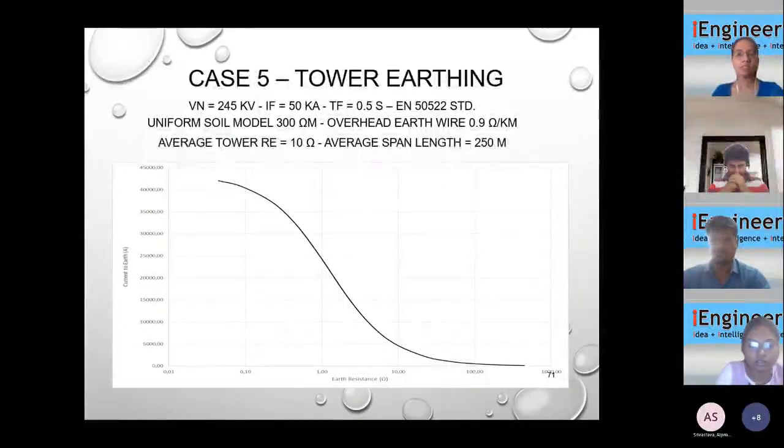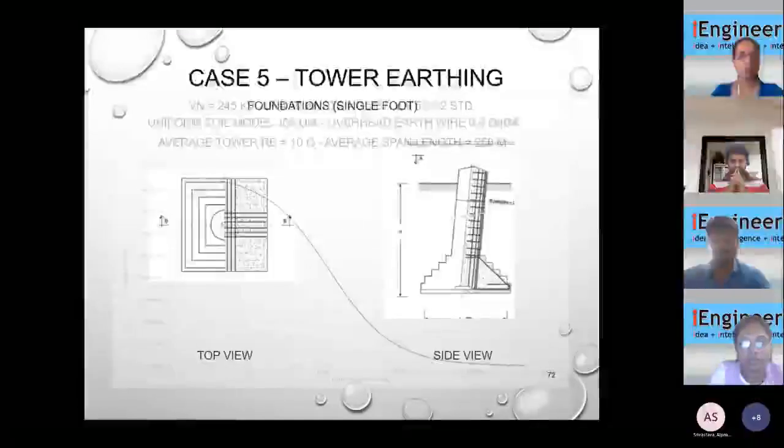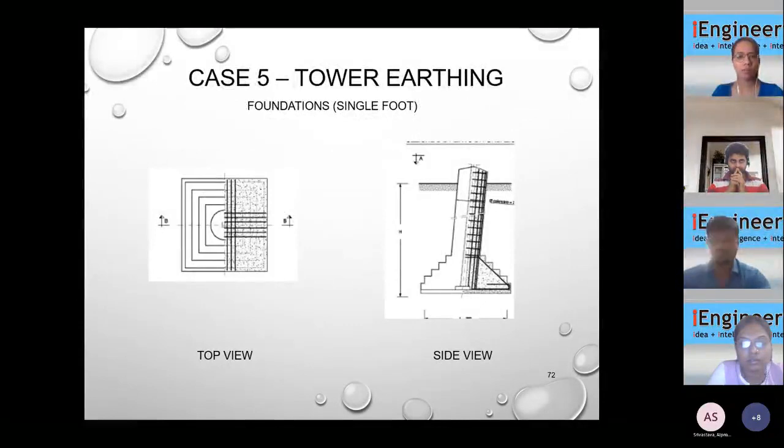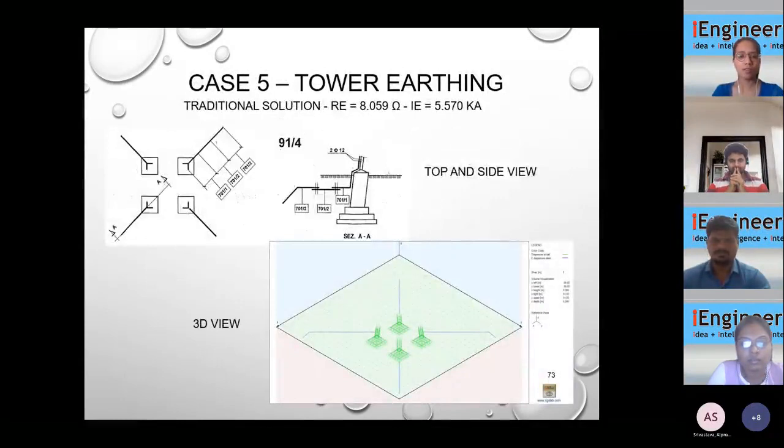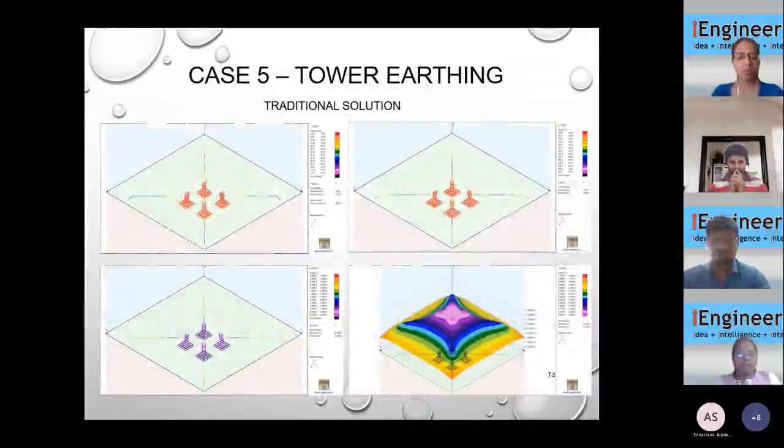And the next one is a tower earthing concept. Here also we have considered how it is used by considering the average tower resistance, span length, and earth wire. So this is the foundations of this tower earthing. Here we can see the top view of the old method, we can say, with this 3D view, by considering this earth tower resistance and current. So the traditional solution we can see.